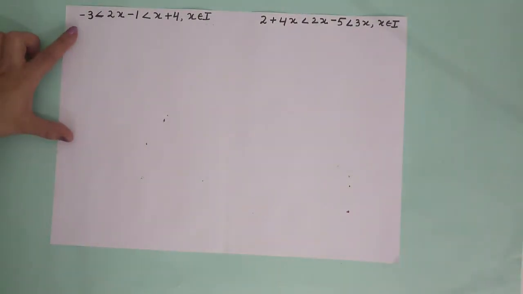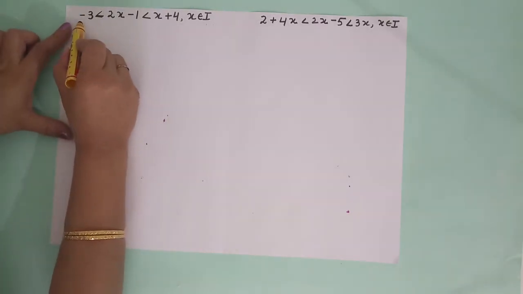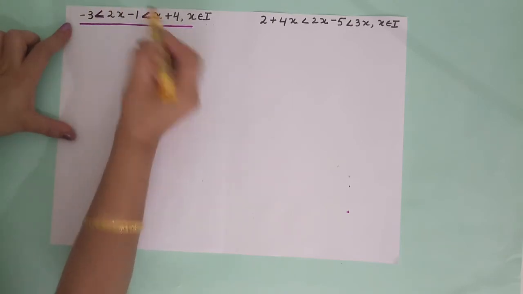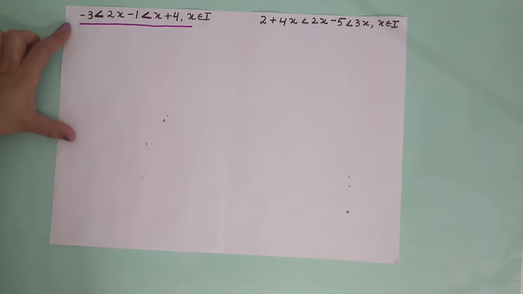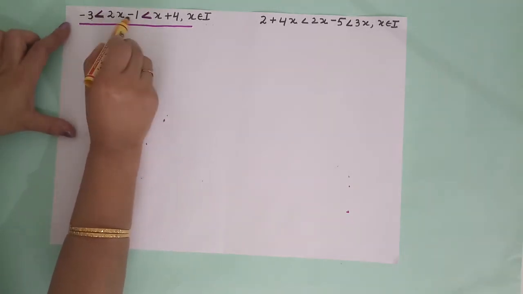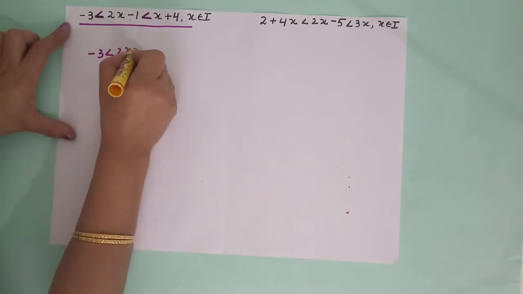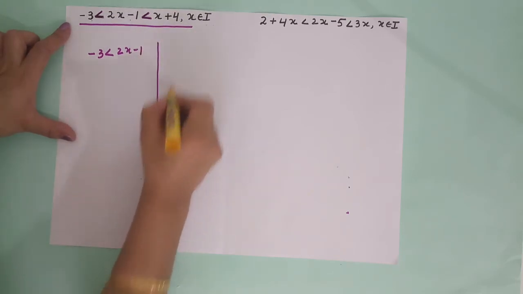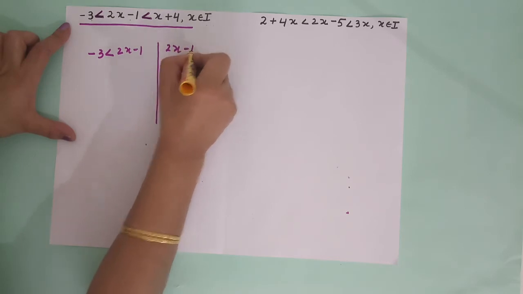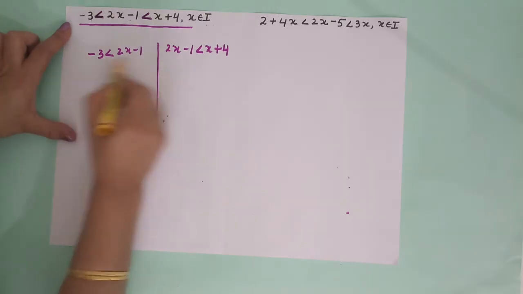Now, another method. In this inequation, you will see that you have two inequality signs here. Fine. So, how do we solve it? We divide it into two parts. First, we will take this part: minus 3 is less than 2x minus 1. This is my first part. And what is my second part? 2x minus 1 is less than x plus 4. Let me solve these two parts separately.